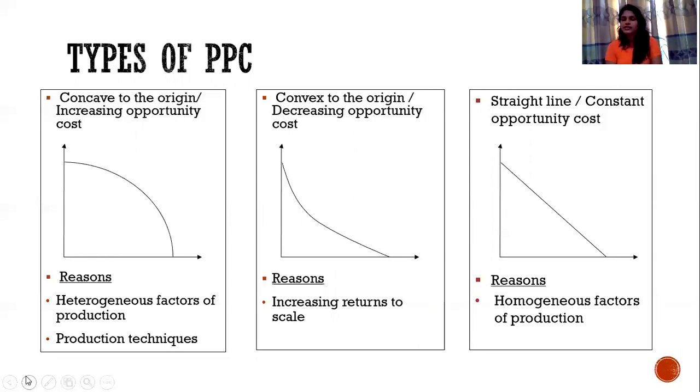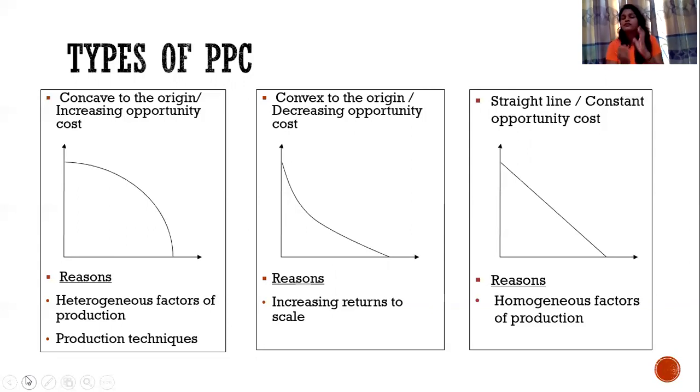First one is heterogeneous factors of production. That is, resources that are not perfectly substitutable. That is, the resources that are used in one industry cannot be used the exact same way in another industry. Therefore, there is opportunity cost, and that opportunity cost is increasing. And the second is the production technique. The same way as factors of production, the technique that is used to produce one good cannot be used the same way to produce the other good as well. So these are the two reasons for increasing opportunity cost.